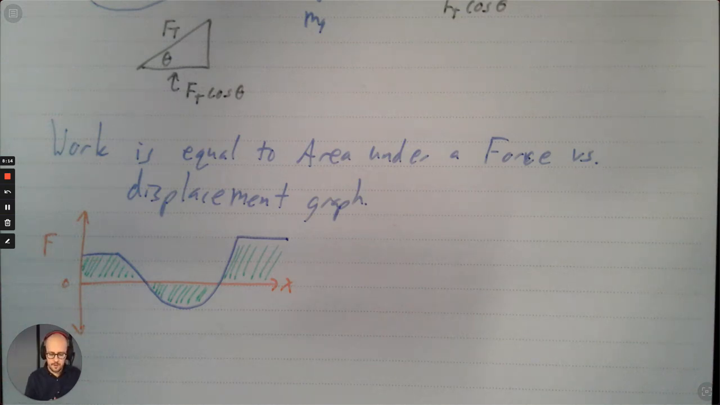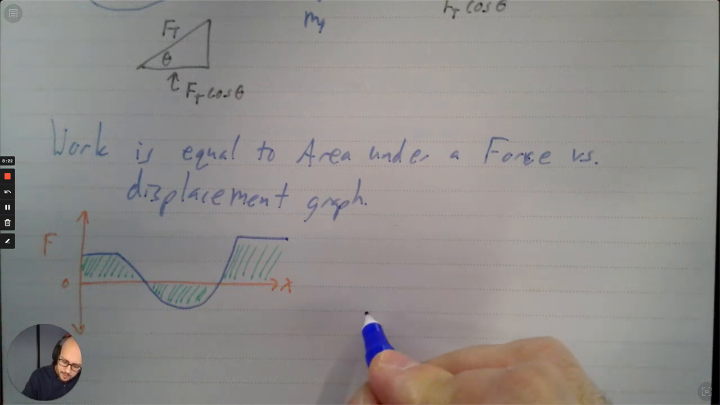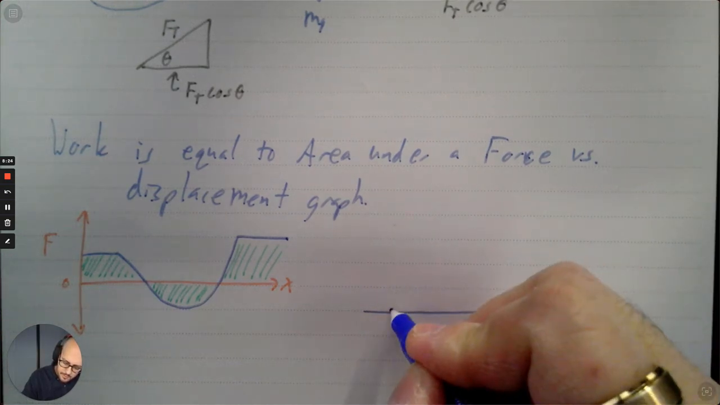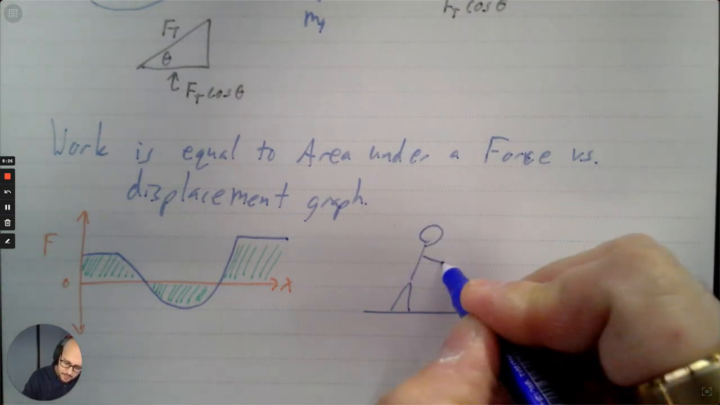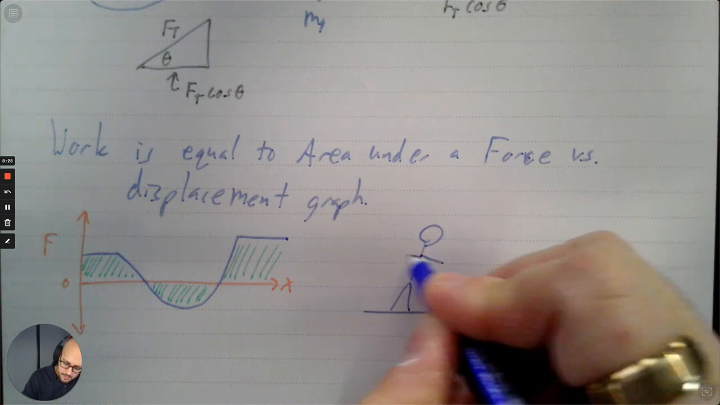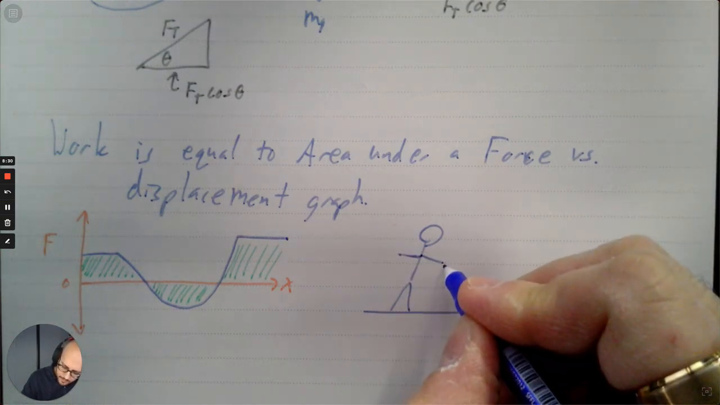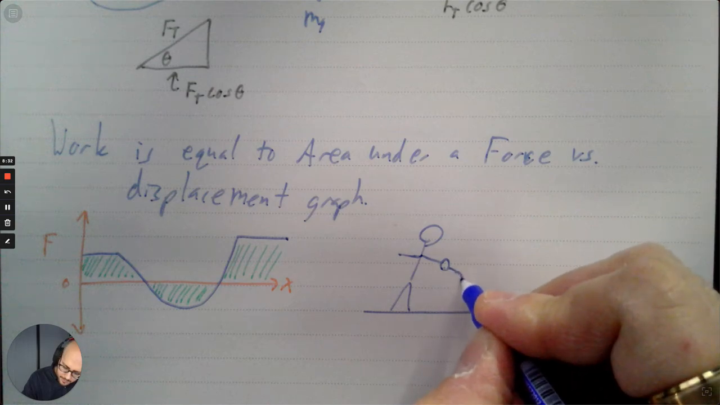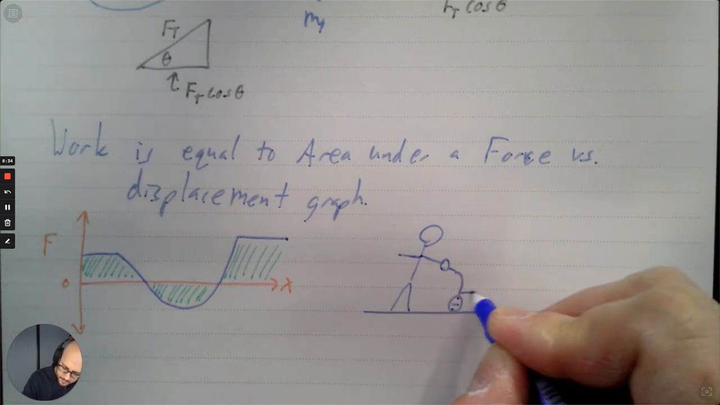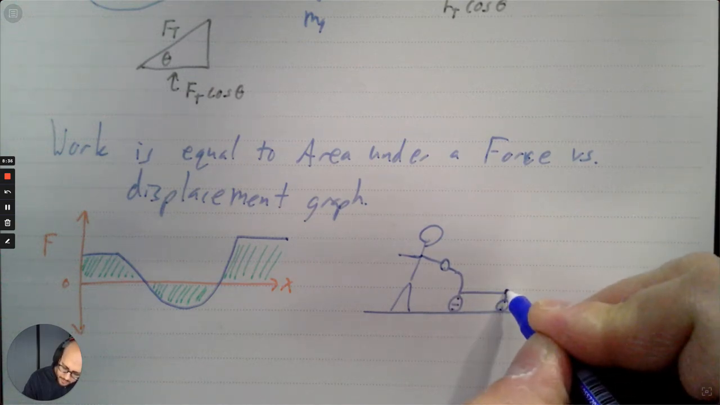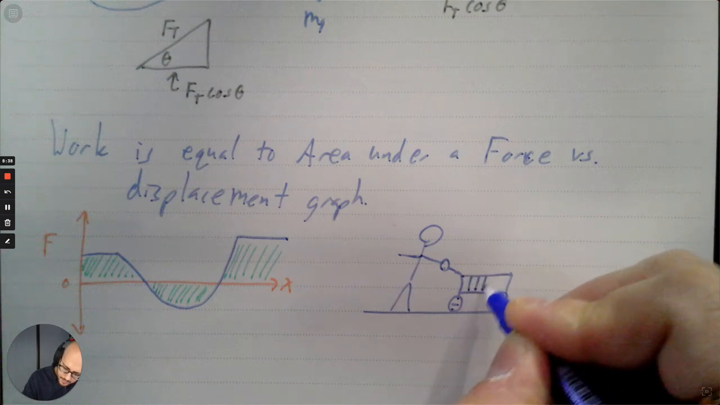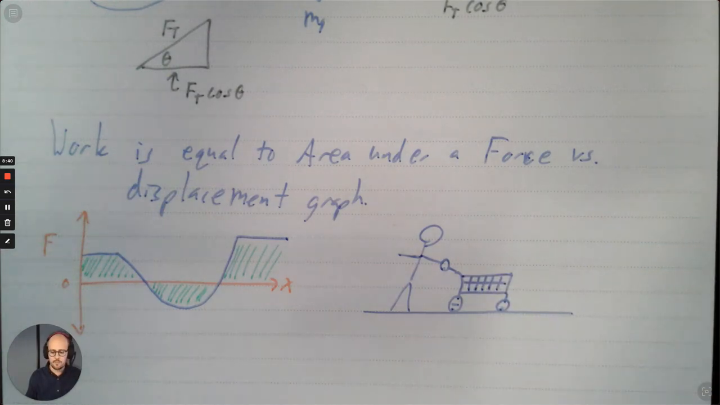So for our final example for work, instead of pulling a sled, I want you to imagine that you're chasing after a shopping cart. And so now I'm going to attempt to draw a shopping cart one-handed. Okay, so there's the bar, and there's the wheel, and then there's the bottom of the cart, there's the wheel. It looks kind of like a shopping cart. It looks a little bit more like a wagon.